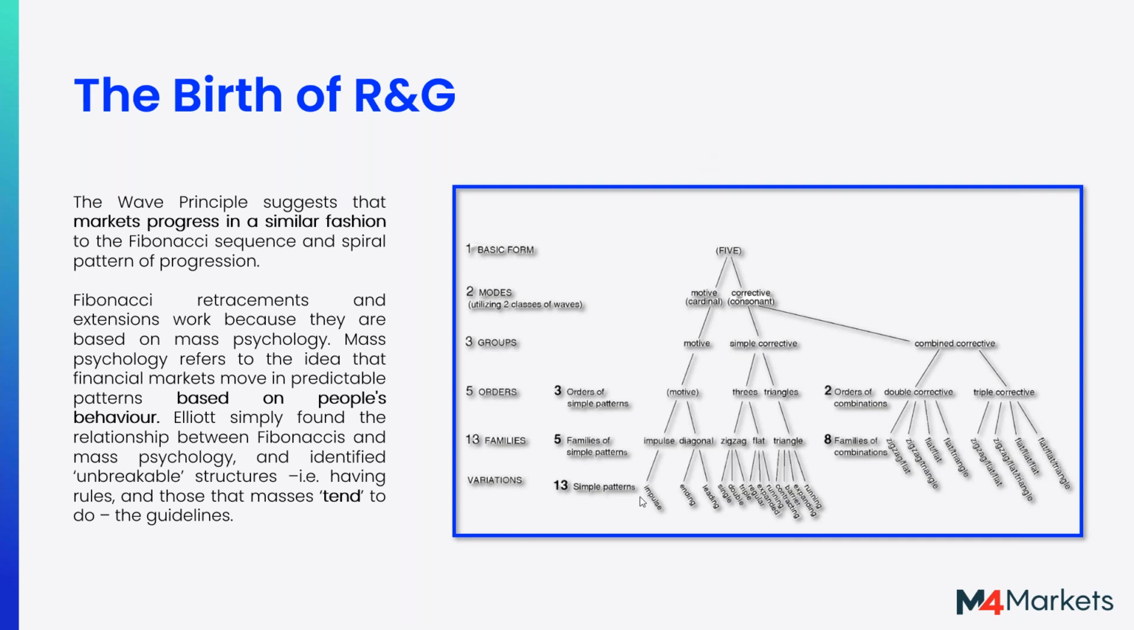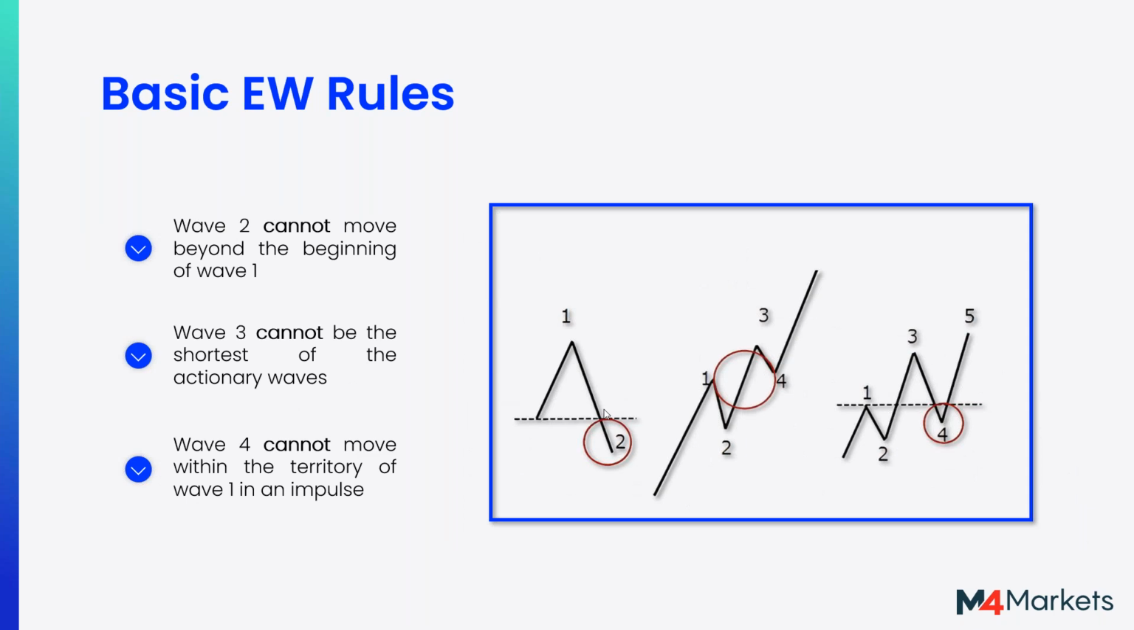And the variations, because you've got 13 simple patterns again. So again, the Fibonacci sequence is here. The numbers are imprinted in how many patterns we have, for example, how many families of combinations. Now, before we go to more practical stuff, here are some of the basic Elliott wave rules that you should know, you should remember even now, never forget.